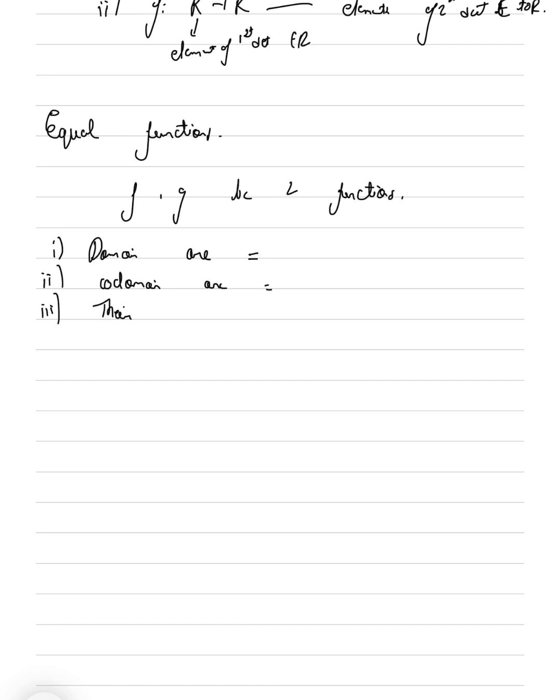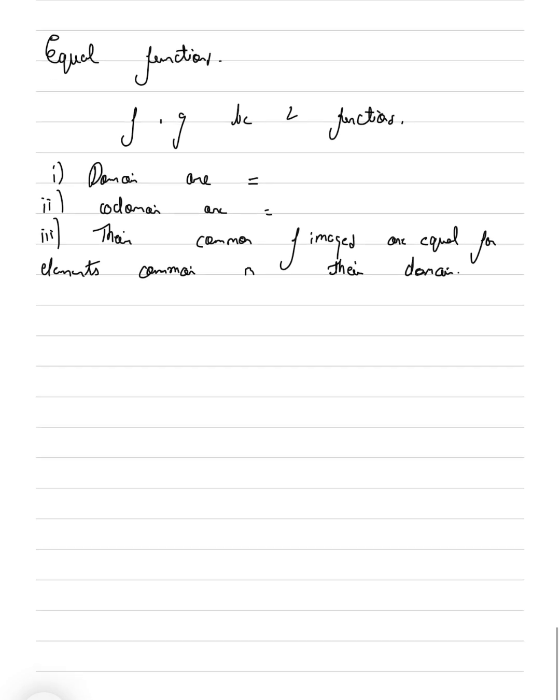Their common images are equal for elements common in their domain. Sir, what does that mean? Can you please explain with an example?